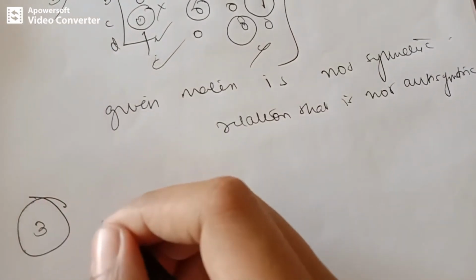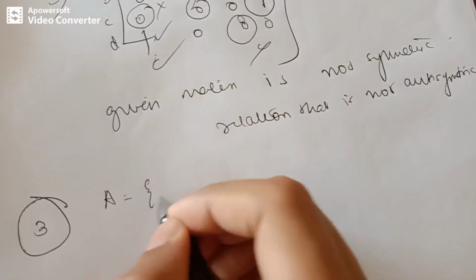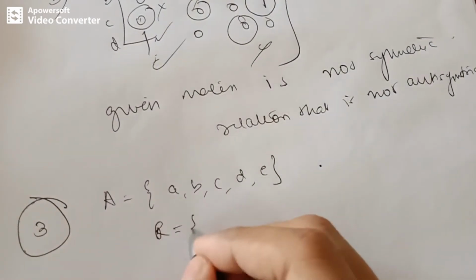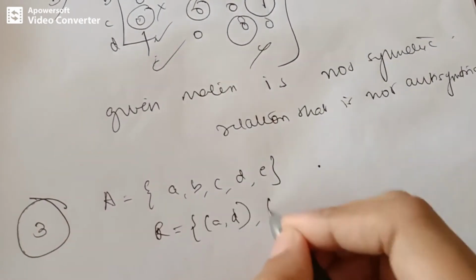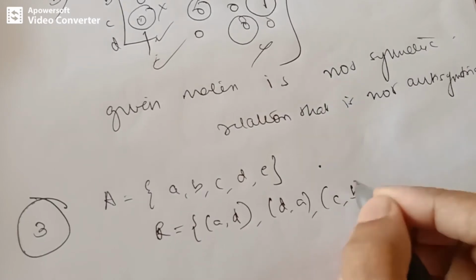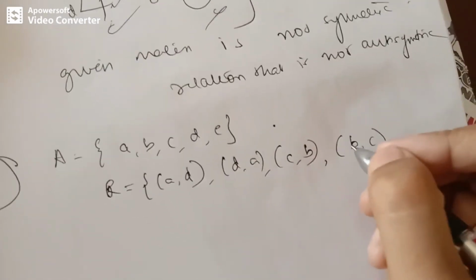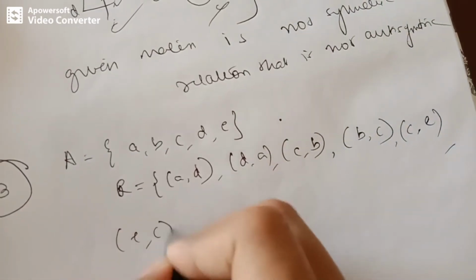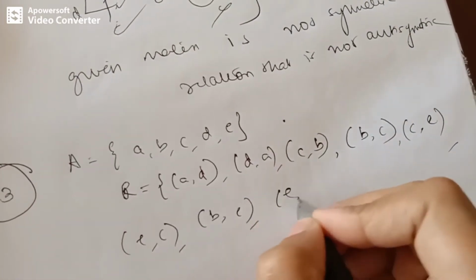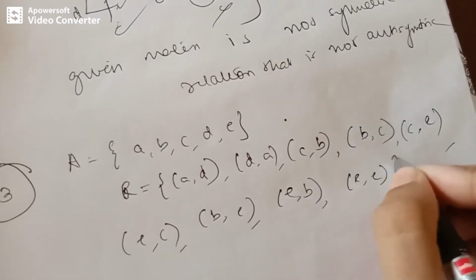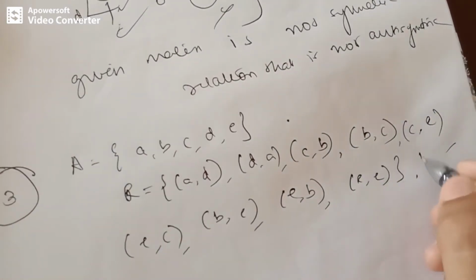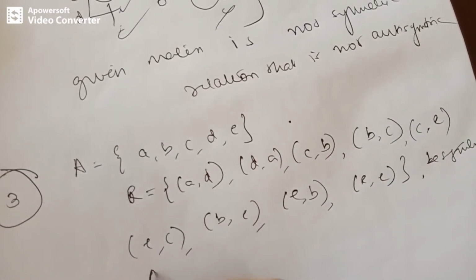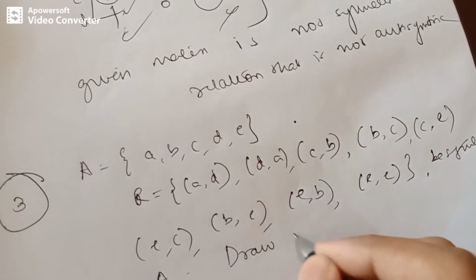Okay, let's take another question. You are supposed to draw the graph for the following question. That is, you are given the set A, B, C, D, E, and the relation R consists of these pairs: A, D; D, A; C, B; B, C; C, E; E, C; B, E; E, B; and finally E, E. So, question is, let this be a symmetric relation on A, and you are supposed to draw the graph of R.